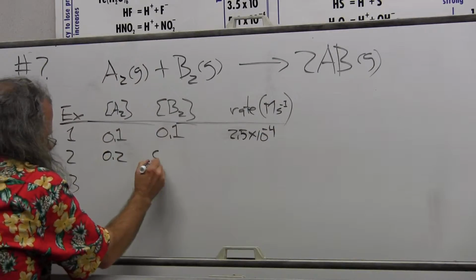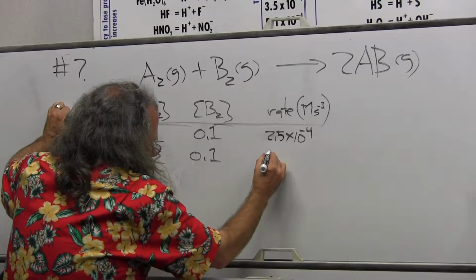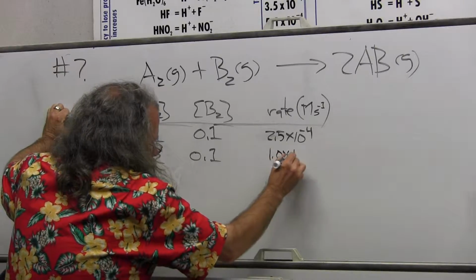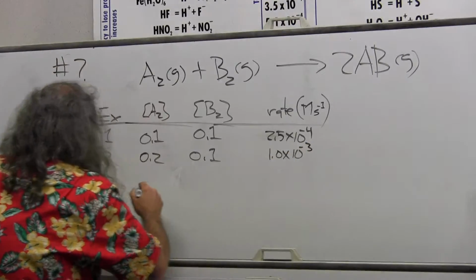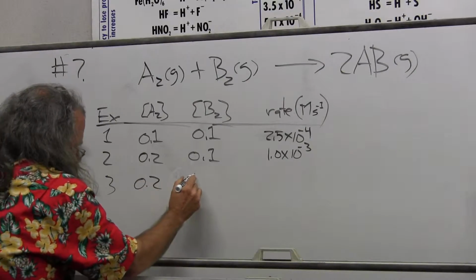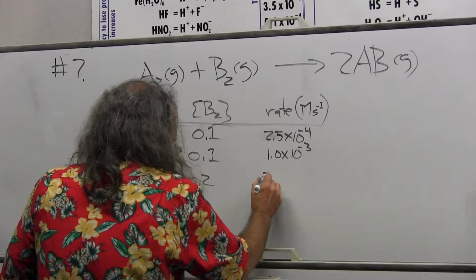Okay, what's this one? 0.2 and 0.1, and the rate is 1 times 10 to the -3. And this one would be 0.2 and 0.2, and what is the rate? 2 times 10 to the -3.